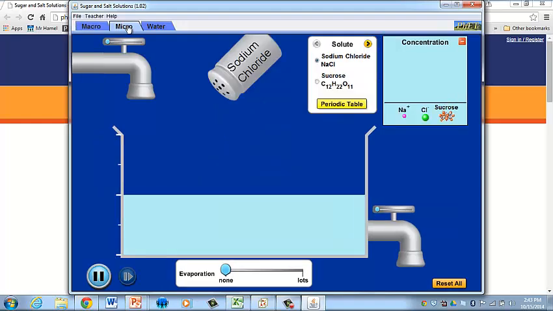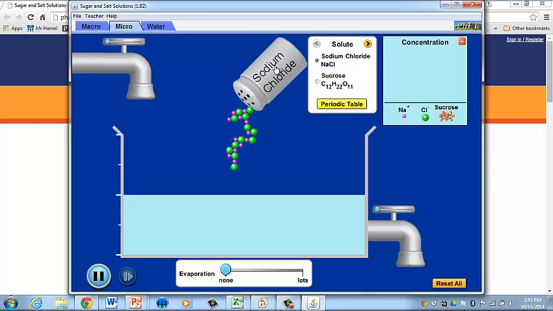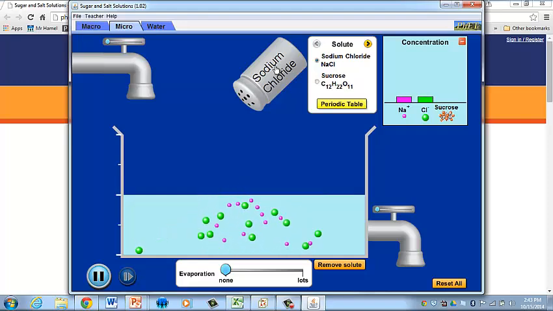So if I put sodium chloride in, I get ions that split apart, right? So I have my Cl.